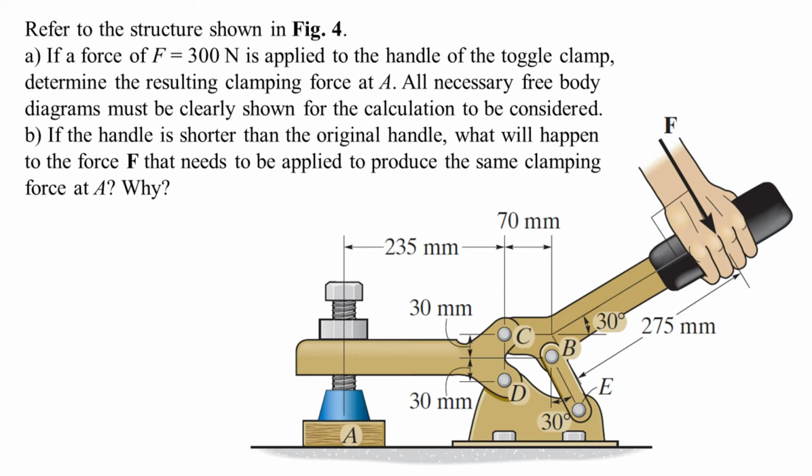Yeah, so the question specifically mentioned that you have to draw the free body diagram for your calculation to be considered, right? Because some students straight away go to the equation, right? So you have to draw the free body diagram. And then part B, if the handle is shorter than the original handle, what will happen to the force F that needs to be applied to produce the same clamping force at A?